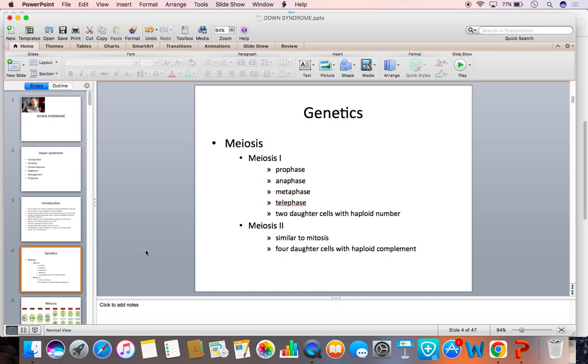The molecular basis is genetic. It is chromosome aneuploidy, wherein there is an abnormality in the number of chromosomes. Trisomy 21 is a cause of Down syndrome. That is, there is one extra copy of the 21 chromosome.